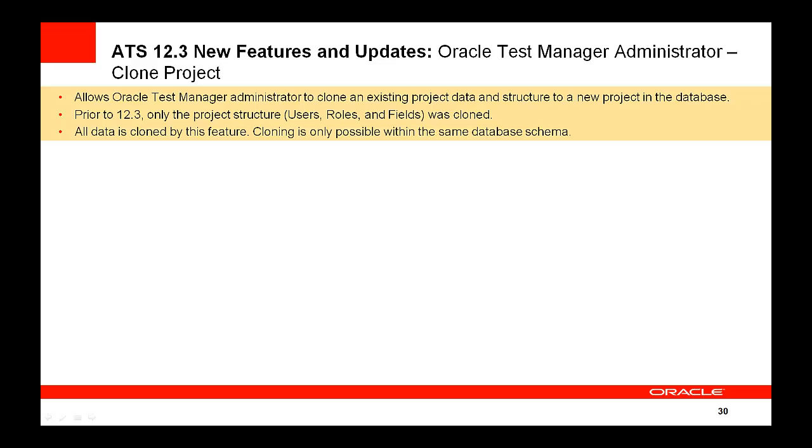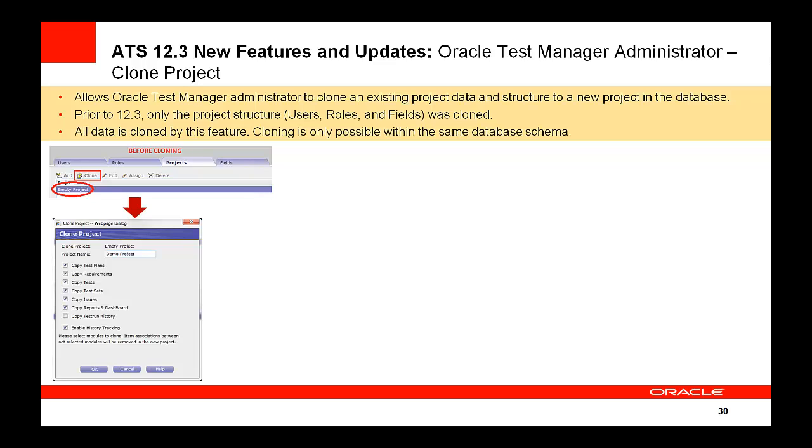The Clone Project feature has been enhanced in 12.3 to allow the OTM administrator to clone an existing project data and structure to a new project in the database. Prior to 12.3, only the project structure was cloned, and data such as requirements, test plans, test cases, issues, reports, and dashboards were not cloned. In 12.3, the administrator can click on the Clone button and select the data they want to copy. Please note that if there is an association between two modules and one of the modules was not selected, then the association will be removed. For example, if there is a test case linked to a requirement and only test cases are being copied, then that association will be removed.